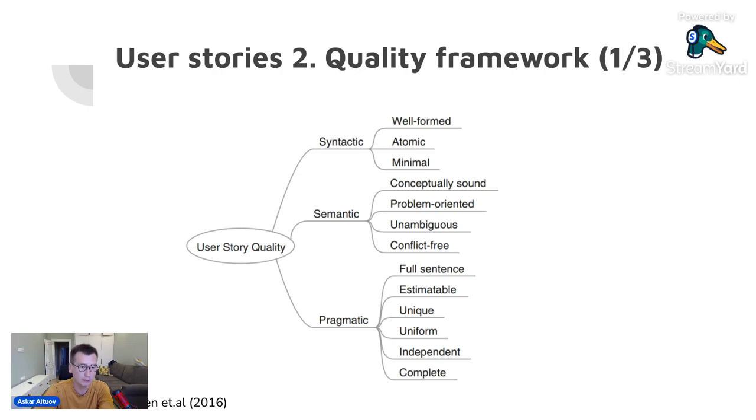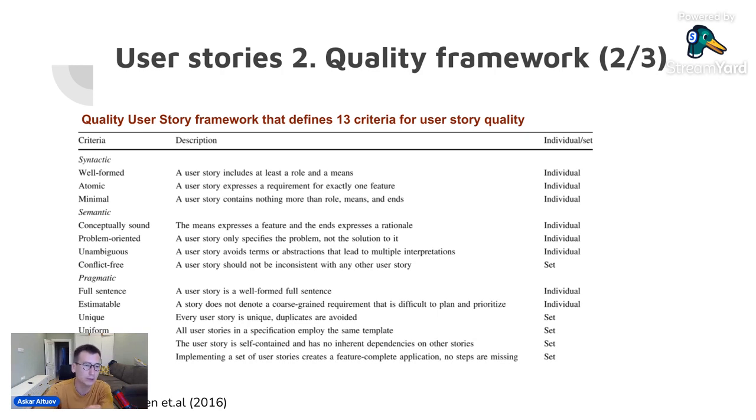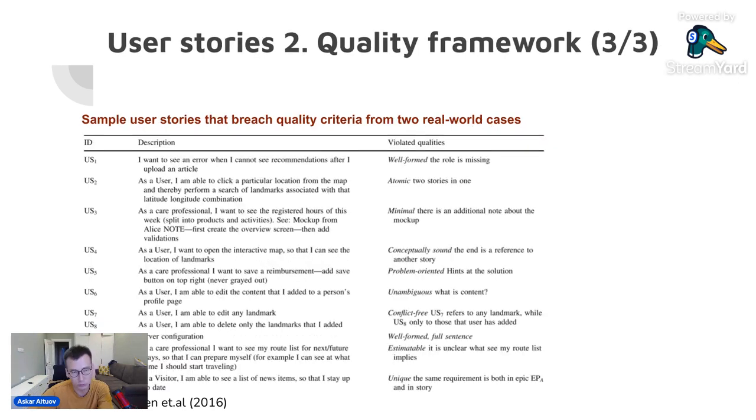It's very academic, it's very grounded. These people propose to analyze a user story on syntactic means. Is it well-formed, minimal, atomic? On semantic, is it problem-oriented, conflict-free, unambiguous? I mean, is it clear, well written, and conceptually sound? And pragmatic, does it have a full sentence? Does it have a complete description? And so on. These are detailed judging criteria, a detailed description of how you could assess a user story.